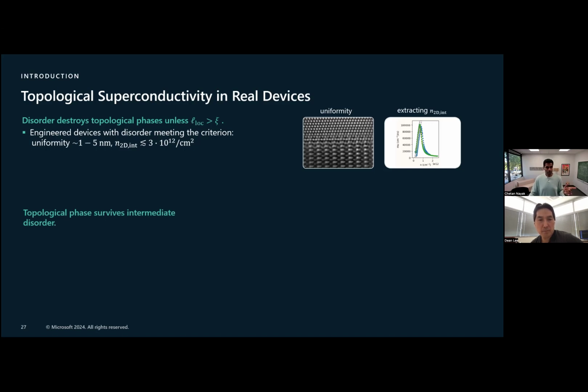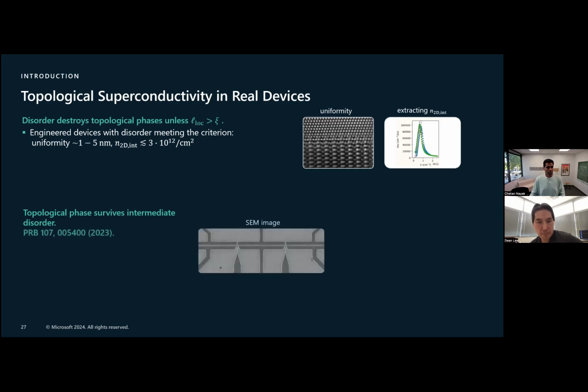Now, that is something we've accomplished. I would not say we're in the very low disorder regime. We're really more in the intermediate disorder regime. But topological phases can survive the intermediate disorder regime when the localization length is a little bit, but maybe not 10 times larger than the coherence length. And in that intermediate regime, we have devices like, here's a scanning electron micrograph image of one of our devices that actually have the topological phase. Okay.